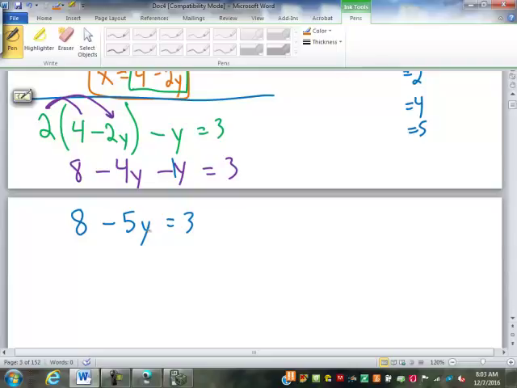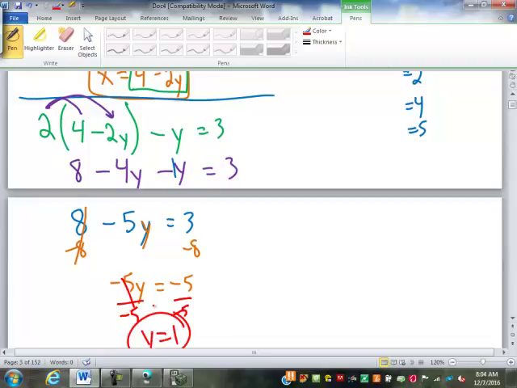Well, now I just have y appearing once. Now I can solve for y. What do I have to do to solve for y here? Subtract 8. It's a positive 8, so I have to subtract 8. So I have negative 5y equals 3 minus 8, which is a negative 5. And then divide by negative 5. Y equals 1.